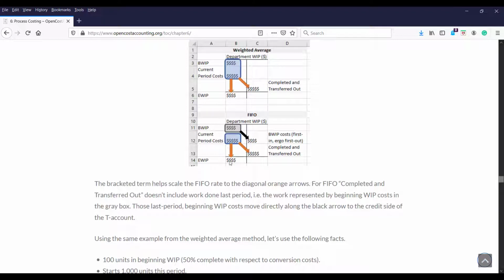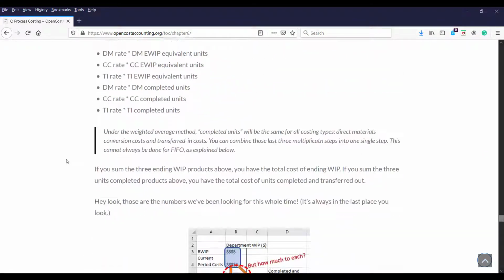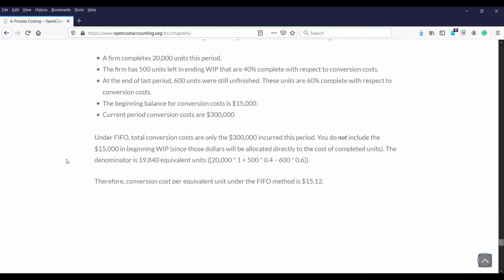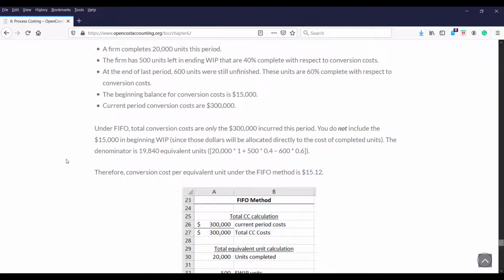This part right here is very similar to what we did before in weighted average. So it's this part right here that gets a little different. You calculate the rate a little differently, and then this particular allocation requires a stronger understanding of why you're doing what you're doing with FIFO. Otherwise, you'll get a couple of steps wrong. All right, so the rate. We have the numerator, which is just current period costs, and we have the denominator, which is total equivalent units as we calculated them with FIFO.